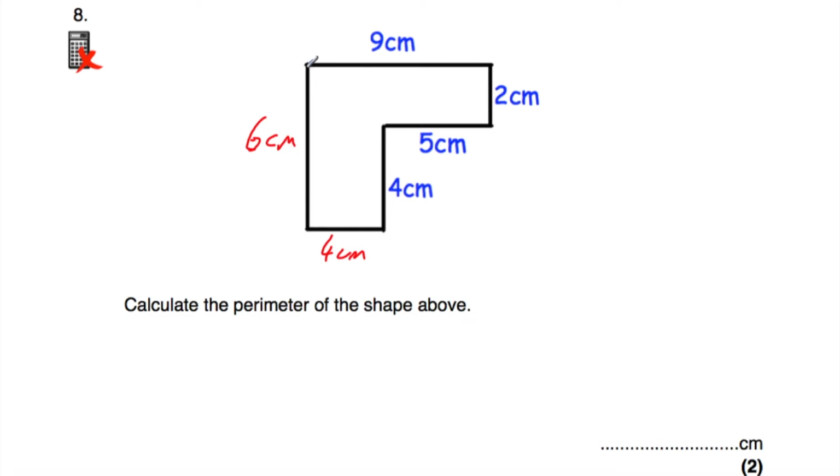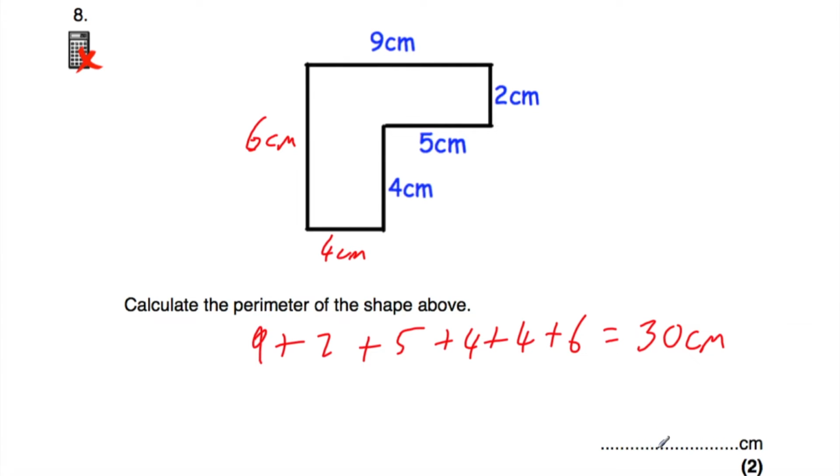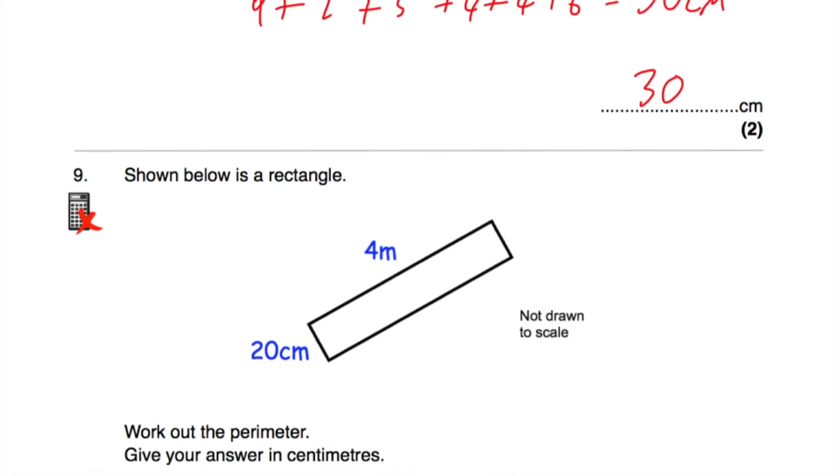Now we need to find its perimeter. So let's find the distance around the outside of the shape. So we've got 9 centimeters, 9 plus 2 plus 5 plus 4 plus 4 plus 6. And that will give us the perimeter of the shape. So 9 plus 2 is equal to 11, plus 5 is 16, plus 4 is 20, plus 4 is 24, plus 6 is 30. So that is 30 centimeters. So the perimeter of this shape is 30 centimeters. And that's it. Okay, let's have a look at our next question, question number 9.